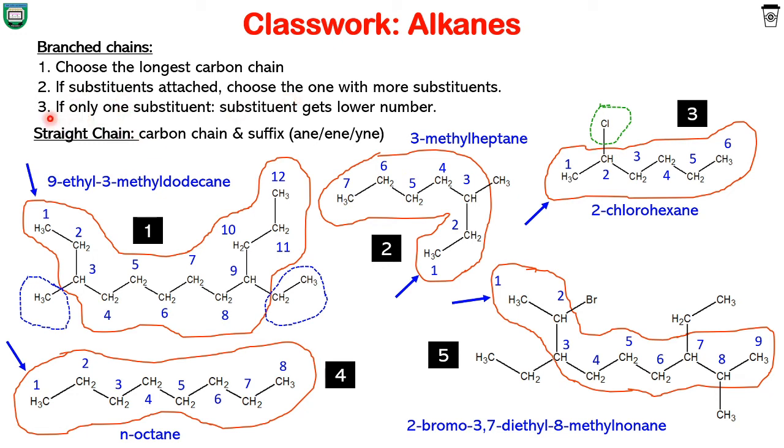Let's see the third one. If only one substituent is present in a molecule, the substituent should get the lower number. For example, in this third example, if we start numbering from left to right, the chlorine gets number 2. Or we can go from right to left. In that case, 1, 2, 3, 4, 5, the chlorine gets the 5th number. So we need to make sure the substituent gets the lower number. So we follow left to right while numbering.